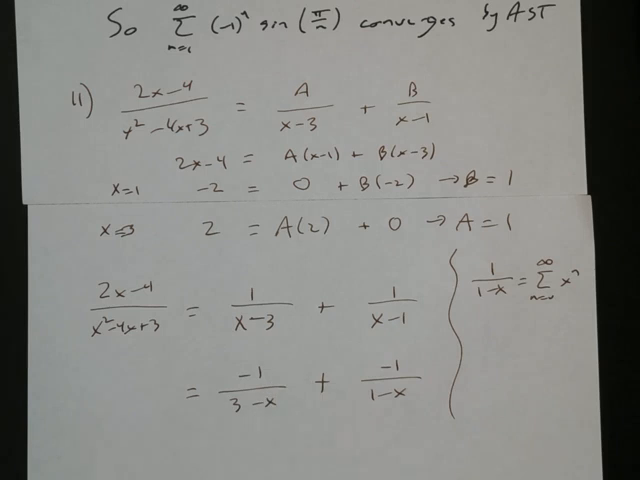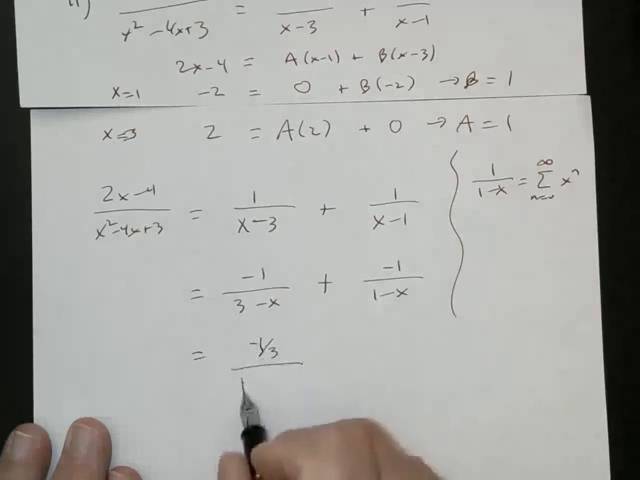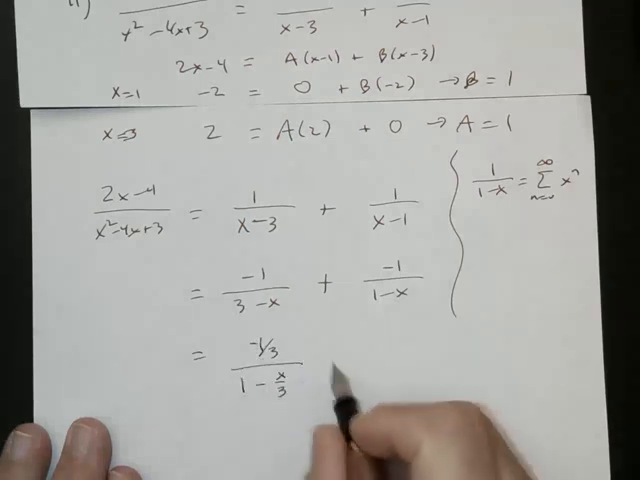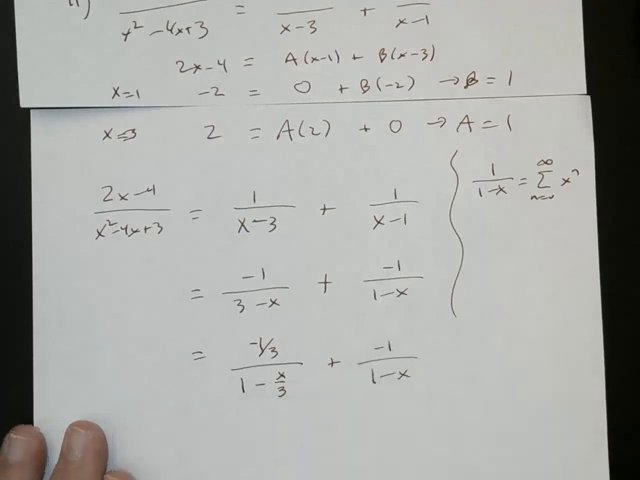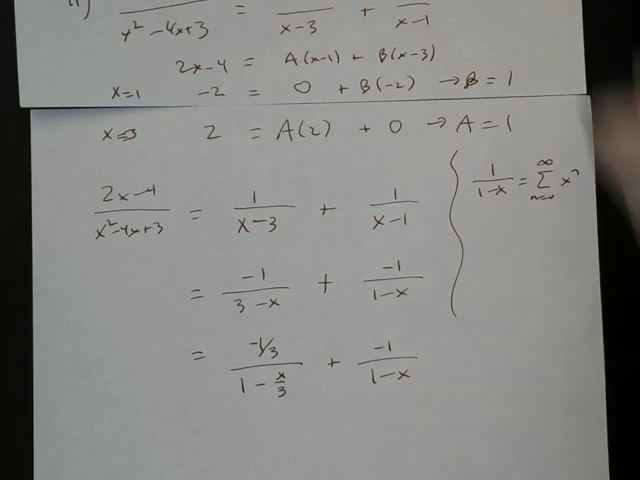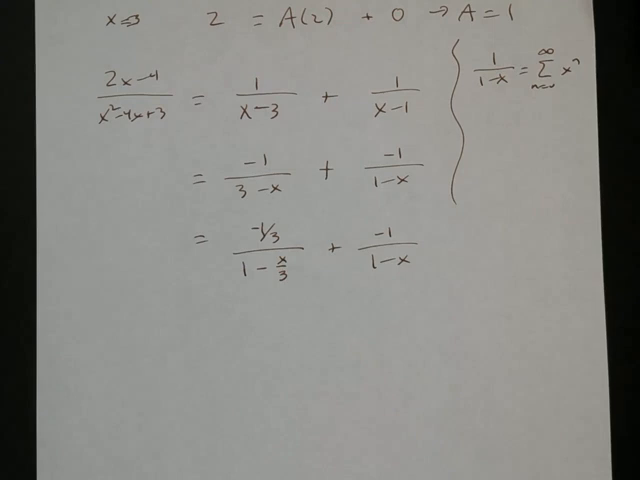So I'm going to divide everything by 3. That means on top, this is negative 1/3, 1 minus x over 3. And this is negative 1 over 1 minus x. Ready? A over 1 minus r. That's a geometric series.